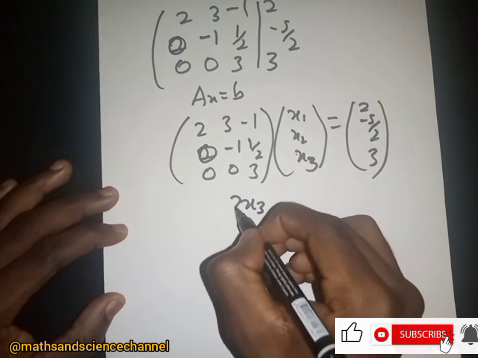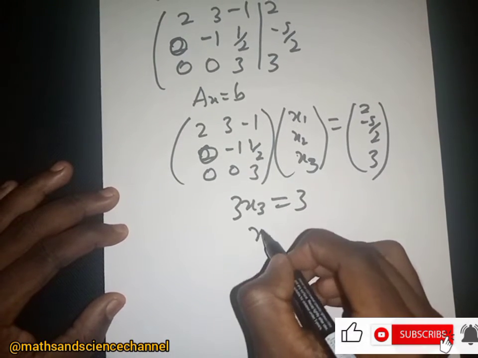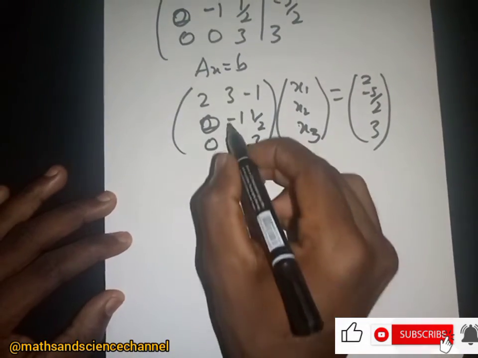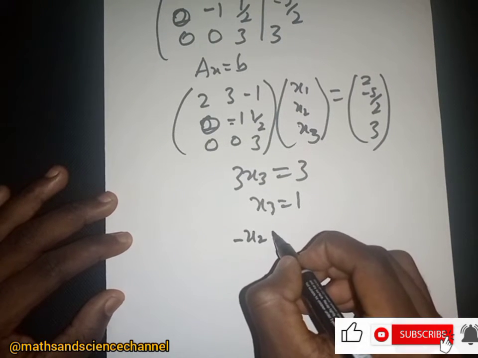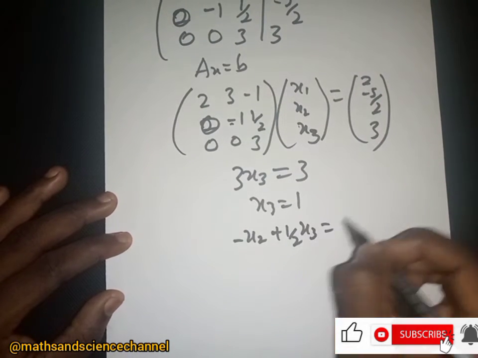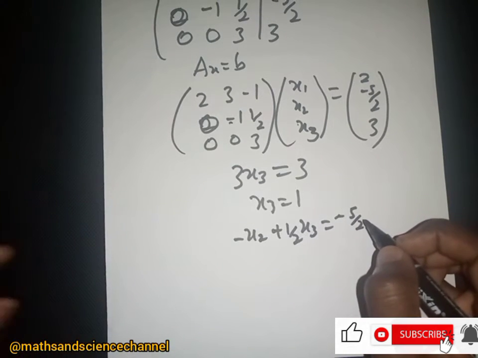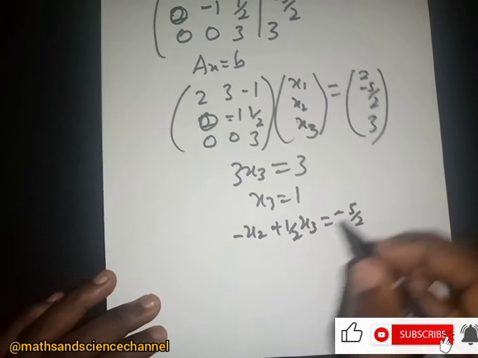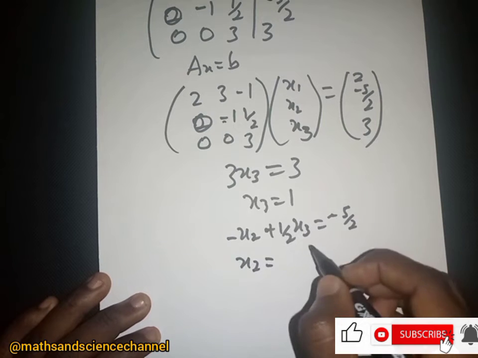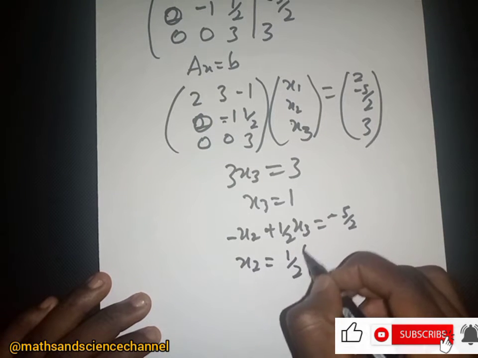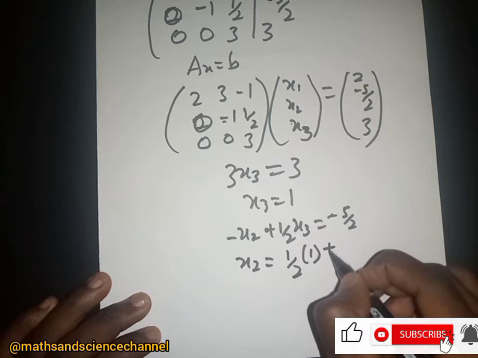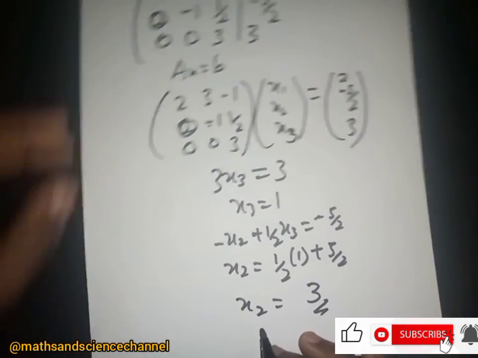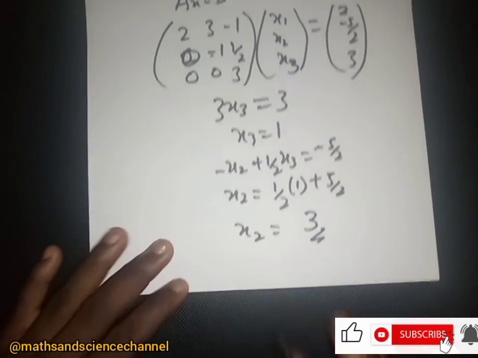So we have 3x3 here being equal to 3, and therefore x3 here will be equal to 1, right? Then also we have the second part, we have negative x2, then plus 1 over 2 x3 here being equal to negative 5 over 2 here. And solving this, we just have x2 here will just be 1 over 2, x3 is 1, then plus 5 over 2, and this is just going to give us 3 here. Good.